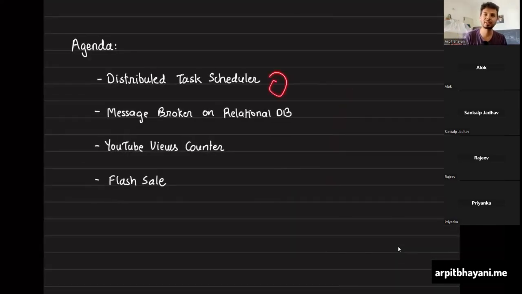First is around distributed task scheduler. That would lay the foundation for message broker and relational DB. Now here, let me start with the first one. The first statement is all about how to build systems having a very strong SLA, especially when we talk about distributed task scheduler. The key motive of me picking this system is to help you all understand why it is important to break down the problem statement into phases.